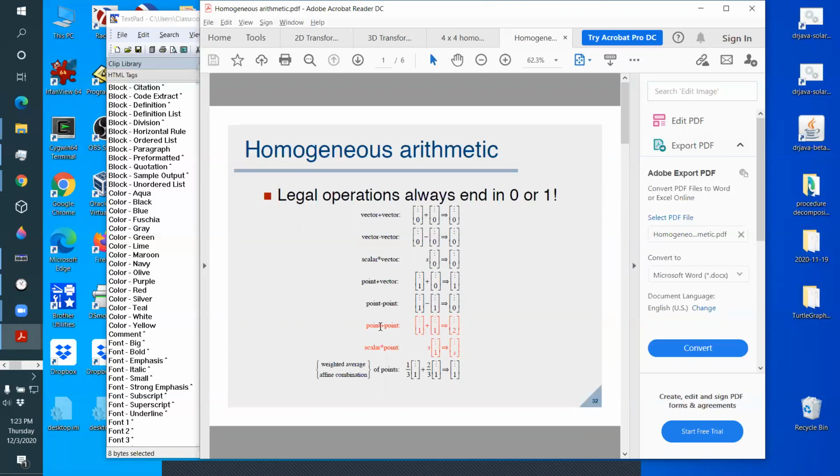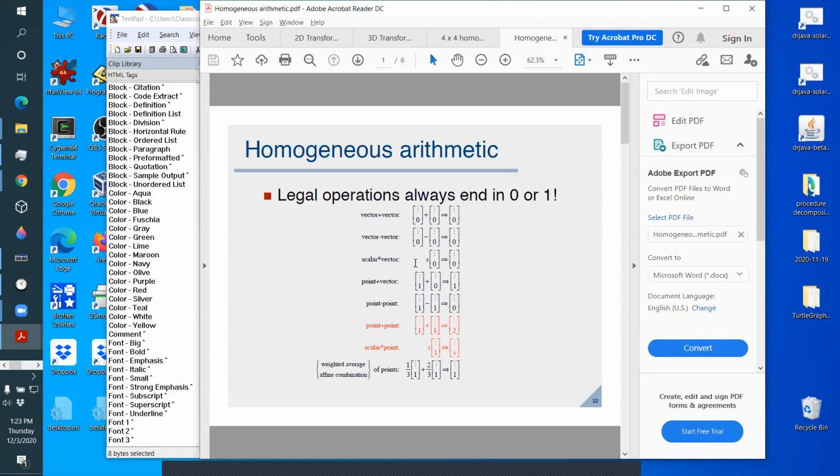Now see, these ones in red aren't allowed. You don't add points. Points aren't algebraic things. Points are positions. If you add 2 points, you get a 2 down here, and what's supposed to be down here is either a 0 or a 1: 0 meaning vector, 1 meaning point. So if you add 2 points, you get something that's neither a point nor a vector, so that's not allowed. Same, you don't multiply a point by a number. You multiply a vector by a number. So this little scheme is called homogeneous arithmetic.